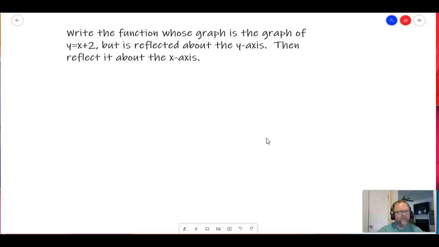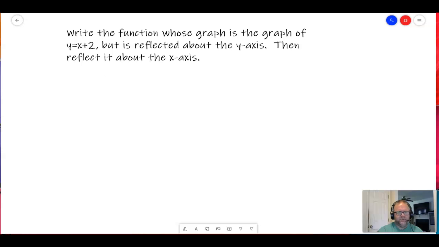This is on graphing techniques and transformations, and basically what we're going to do here is write this function reflected across the y-axis, and then again write it reflected across the x-axis. I also want to use my calculator to check my solutions just to make sure that the graph looks correct. So the function here is y is equal to x plus 2.